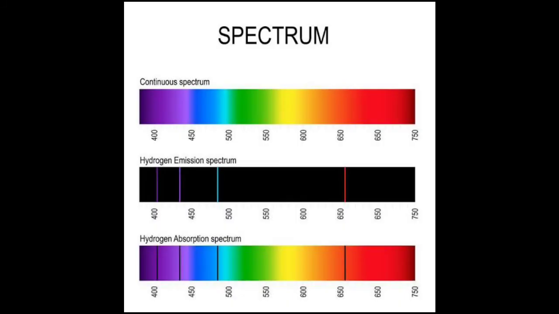This atomic model of Bohr was more developed as compared to Rutherford's model. It can explain the line spectrum and stability of the atom. But there are some drawbacks of this model also.